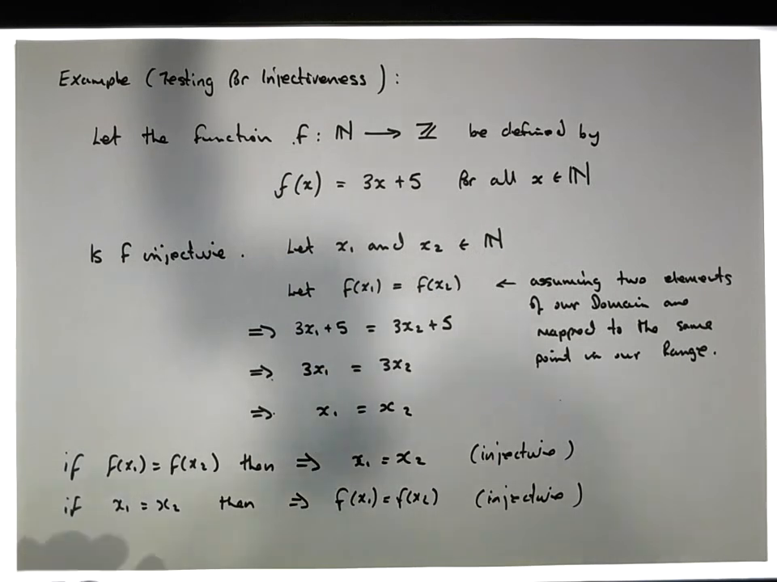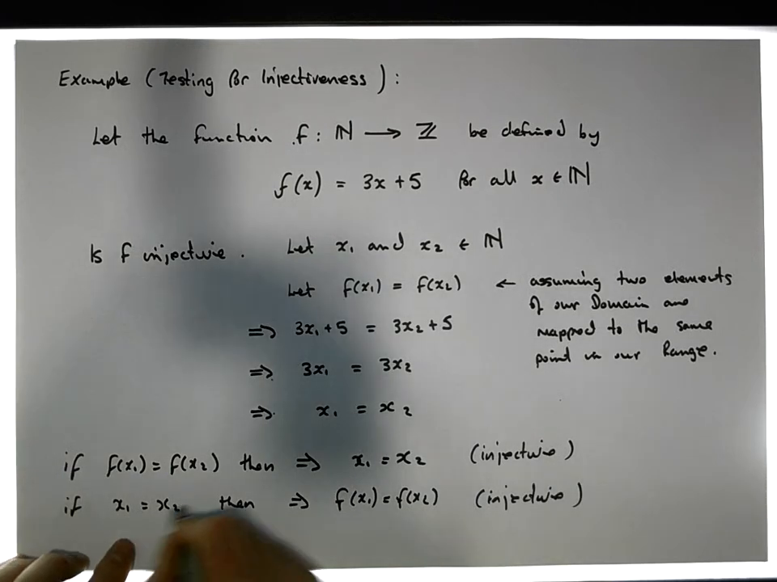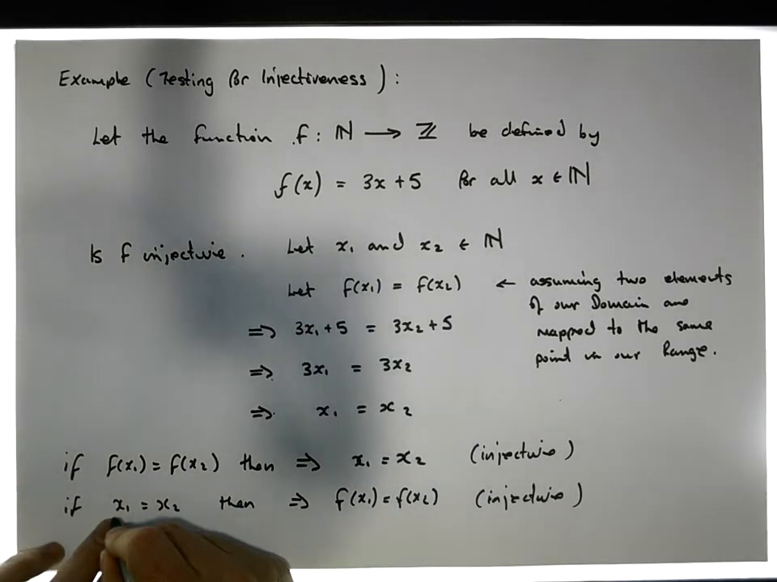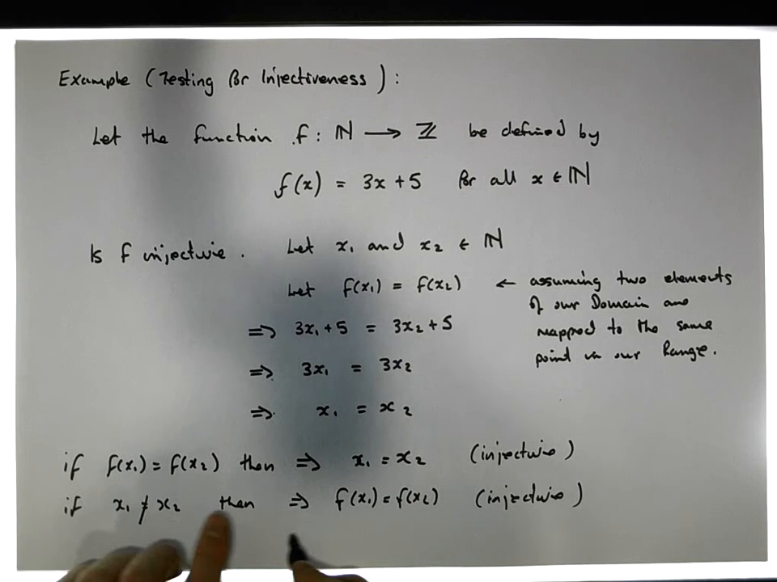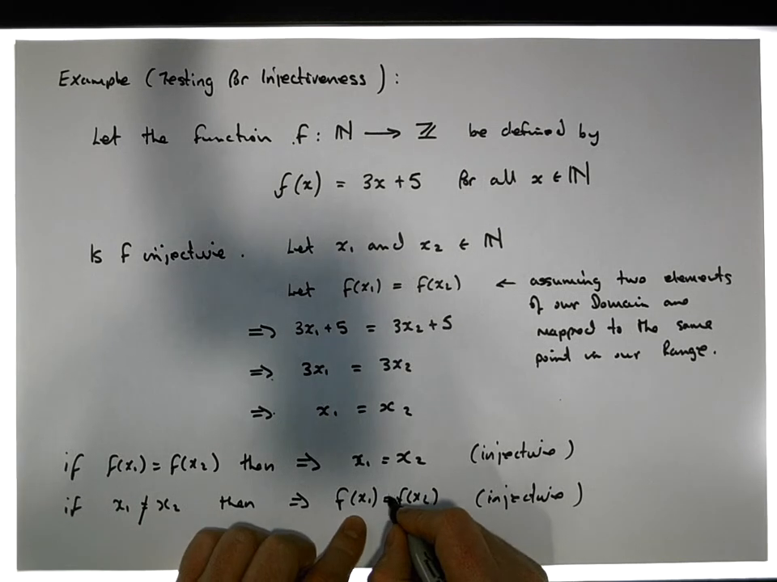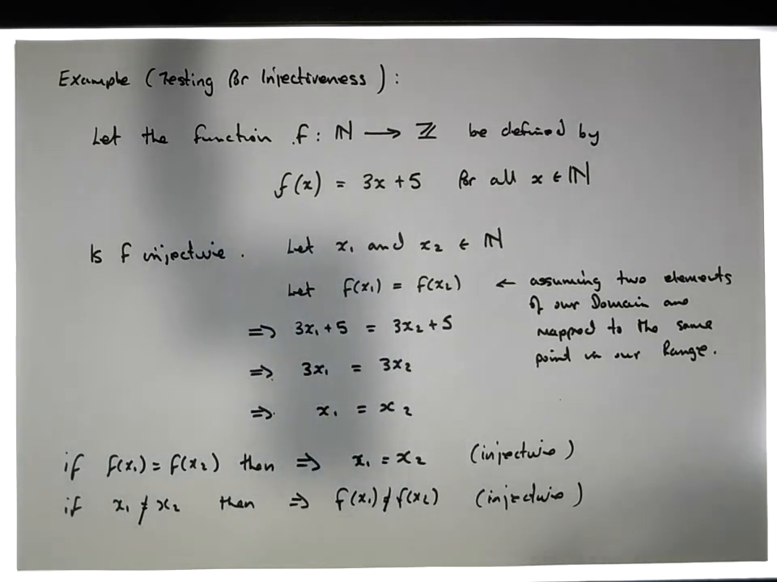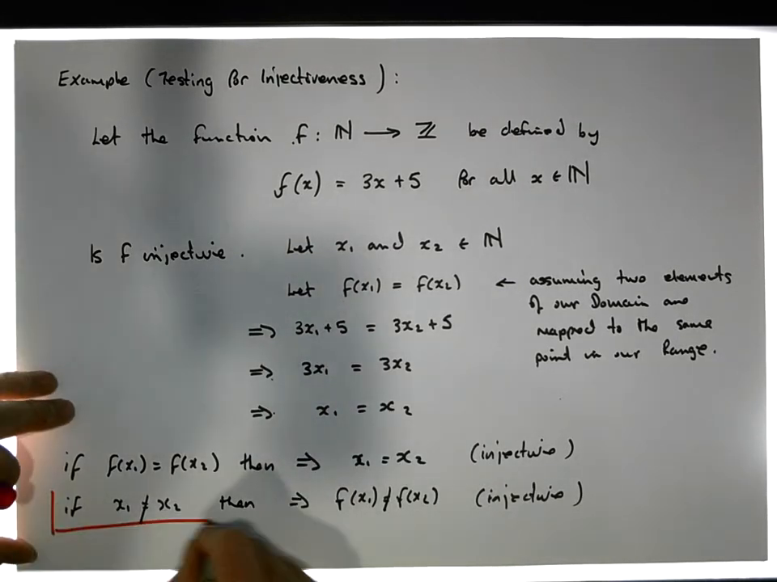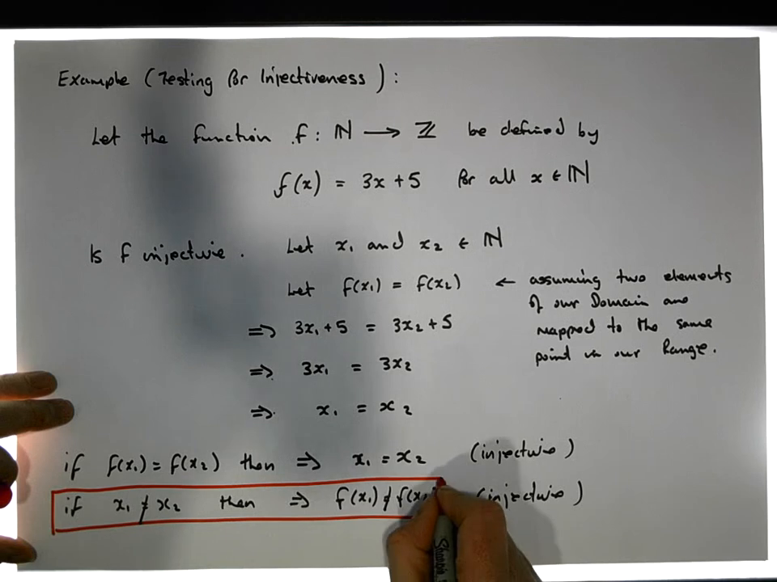So if you see what's going on here, this is really important. Actually, there's a little bit of a difference. I've made a mistake here. It says if x1 is not equal to x2, then this implies that f of x1 should not be equal to f of x2. That's the alternative approach, and that was the definition that I provided earlier on. So that's how we test to see whether a function is injective or not.